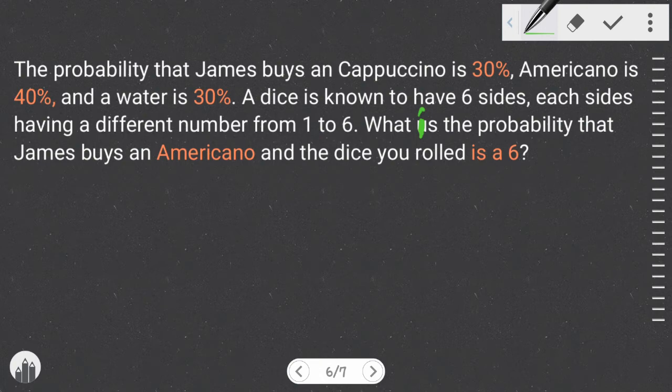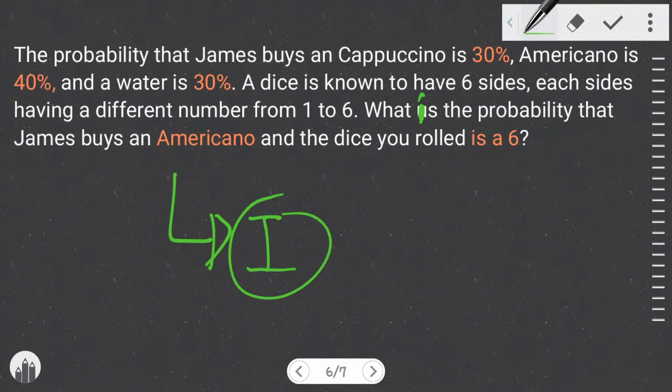Now, is the number of the dice he rolled dependent on what coffee James buys? No, it doesn't matter. You just roll a dice and you get a random number from 1 to 6. Same for James. He's going to buy a coffee or a water, anything he would want to drink, depending on the day. It could be different. So this event is an independent probability situation.